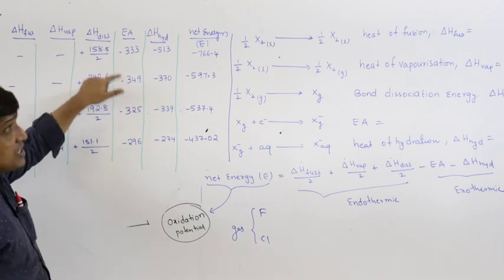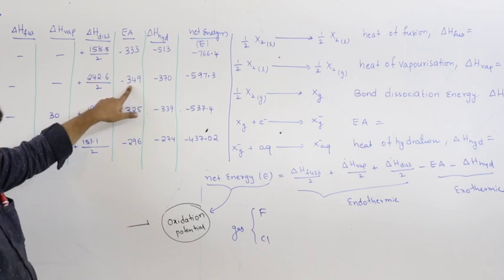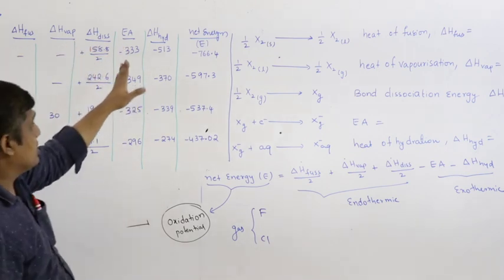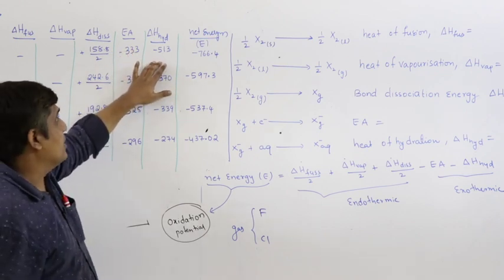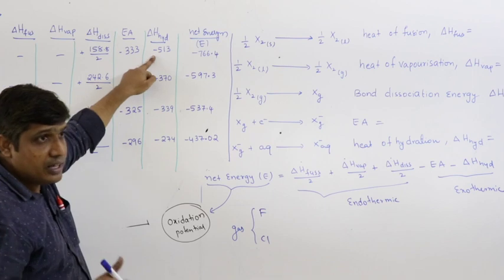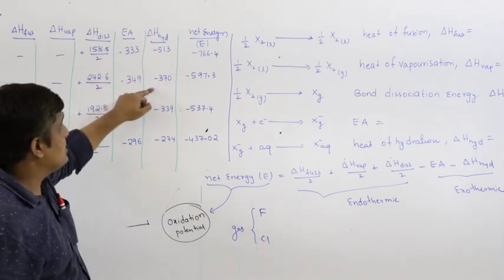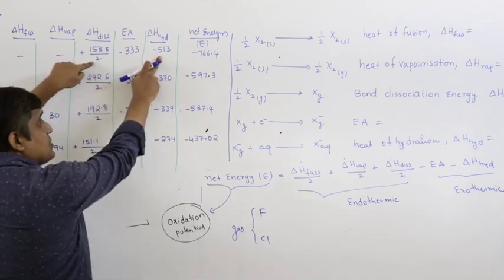So this is a favoring factor over chlorine. Come to here, energy is released. More energy should be released. More energy released is for chlorine. So this electron affinity favors chlorine. But that is not the end of the story. We have to even compare heat of hydration. Now heat of hydration is an exothermic process, so energy is released. Where is more energy released? In the case of fluorine. So two factors favor fluorine.